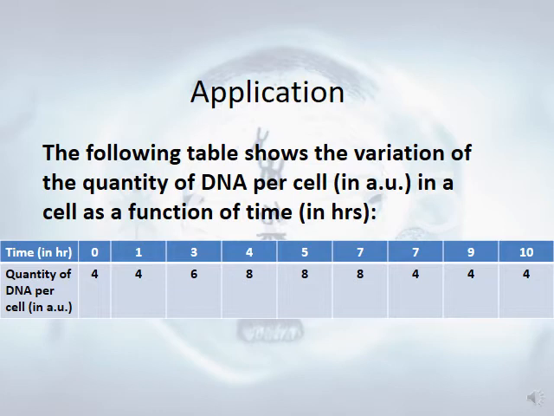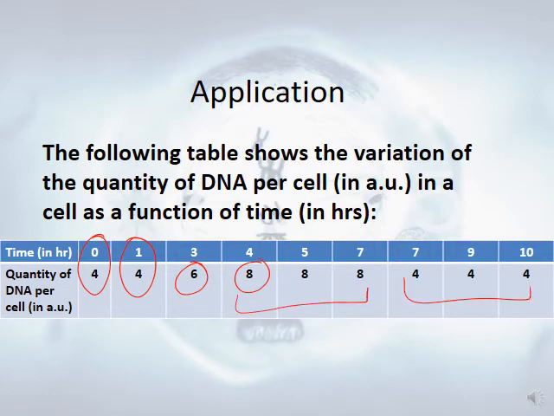In this application, the following table shows the variation of the amount of DNA per cell in AU as a function of time in hours. As you see here, the quantity of DNA at time 0 was 4 AU. At time 1, it remains 4 AU. At time 2, it increases to 6. At time 4 hours, it increases to 8 and remains constant till the 7th hour, and then it decreases back to 4.